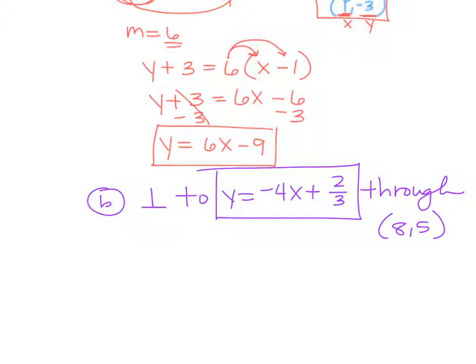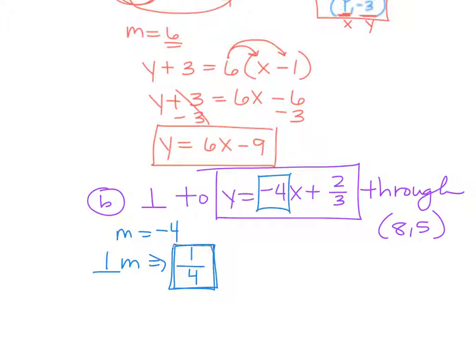What do you know about perpendicular slopes? They're opposite. Opposite reciprocals. So what's my current slope? -4, okay? If my slope right now is -4, then my perpendicular slope is what? Positive 1/4, right? Make it positive and flip it over. So this is the slope you're going to be working with this point.